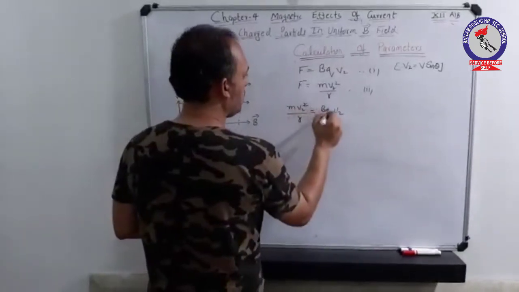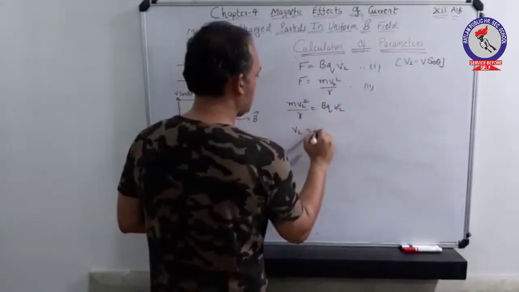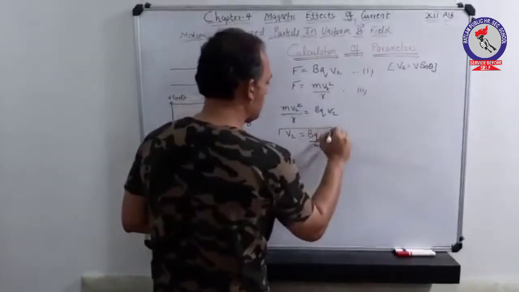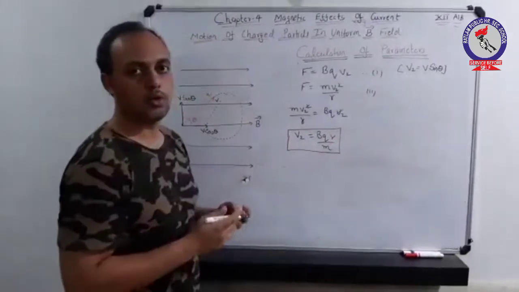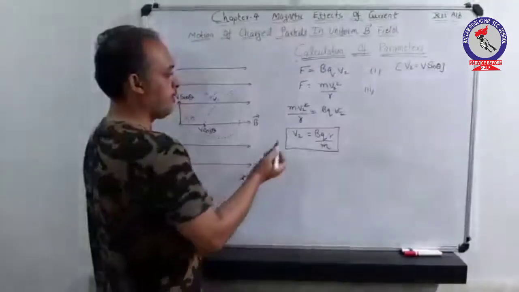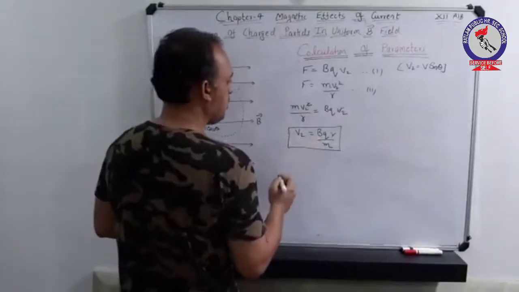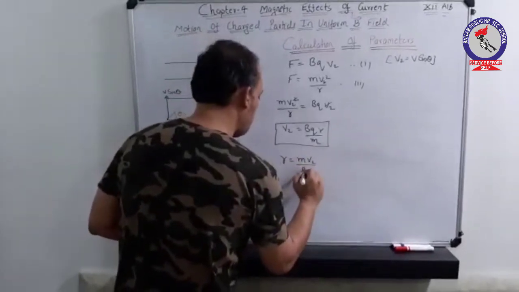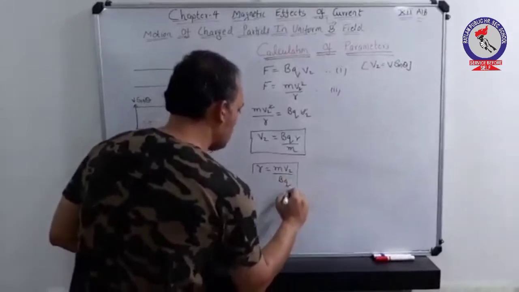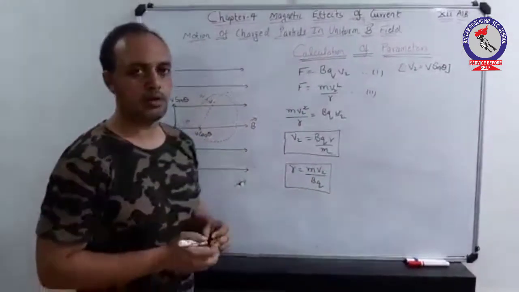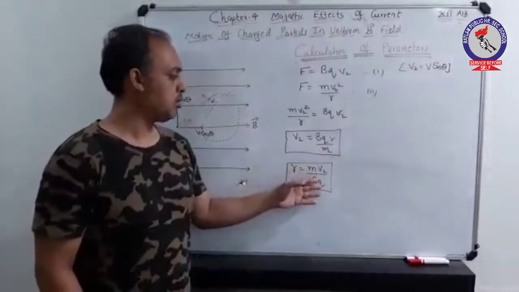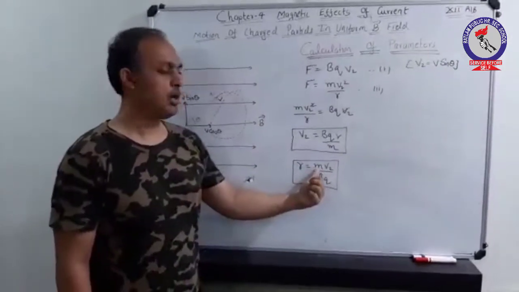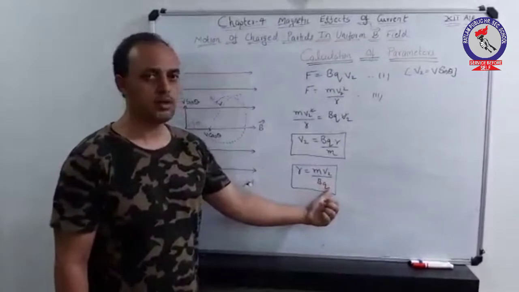On solving, we have V2 equals BQR upon m. This gives the velocity of the charged particle during its motion. Again, from this equation, on simplifying, we have r equals mV2 upon BQ, the expression of the radius of the path. So you can observe the parameters on which the charged particle depends while moving on a circular track. That is the mass of the particle, the velocity, the applied magnetic field as well as the charge.